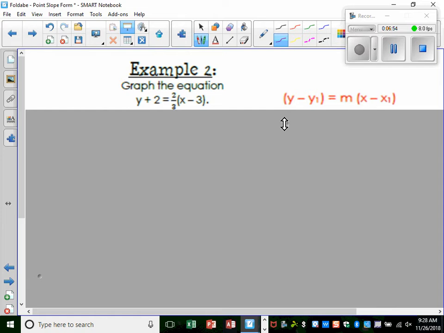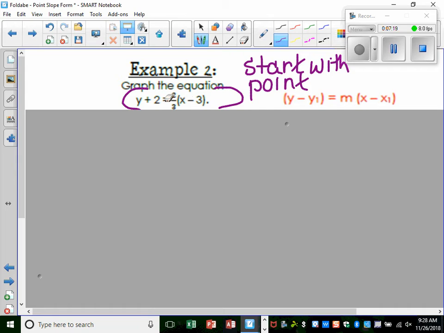If you're graphing from point slope form and they're giving you an equation and they say graph this equation, then you have to start somewhere. You can't start with the slope. So put up here, start with the point. You have to figure out which two numbers would be the point.